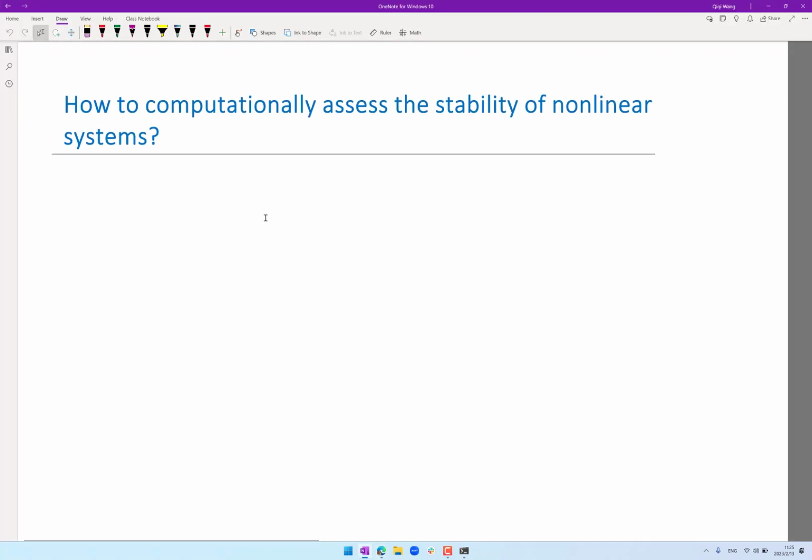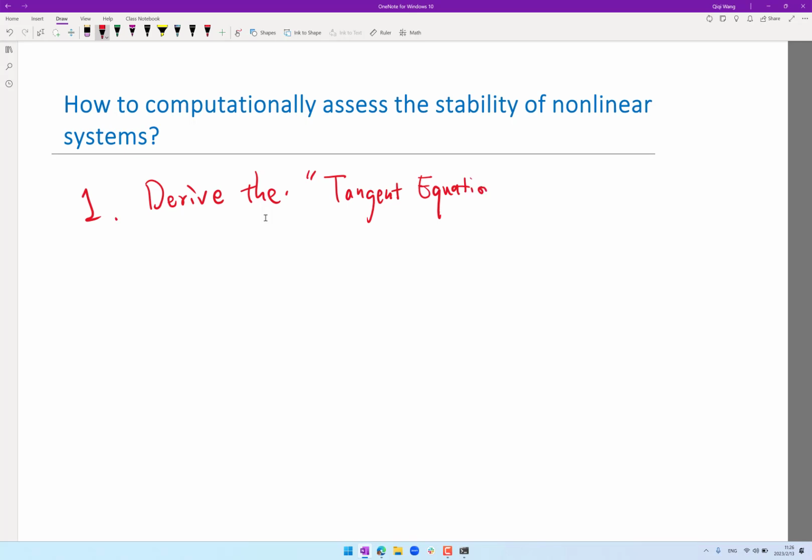Okay, so how do we computationally assess the stability of a nonlinear system? The first method is to derive the so-called tangent equation. The tangent equation is something we'll study a lot, not just for stability near fixed points, but also for periodic cycles and chaotic systems. All of them have so-called tangent equations. The tangent equation is the equation that governs an infinitesimal perturbation to a nonlinear system.